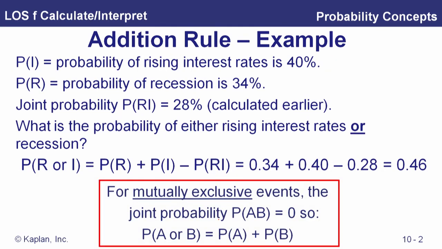Now, for mutually exclusive events, remember that means they can't both happen. Well, if they're mutually exclusive, then this joint probability, the probability of A and B, is 0. So there's nothing to subtract off. If they're mutually exclusive, then we can just add their probabilities together to get the probability of A or B.